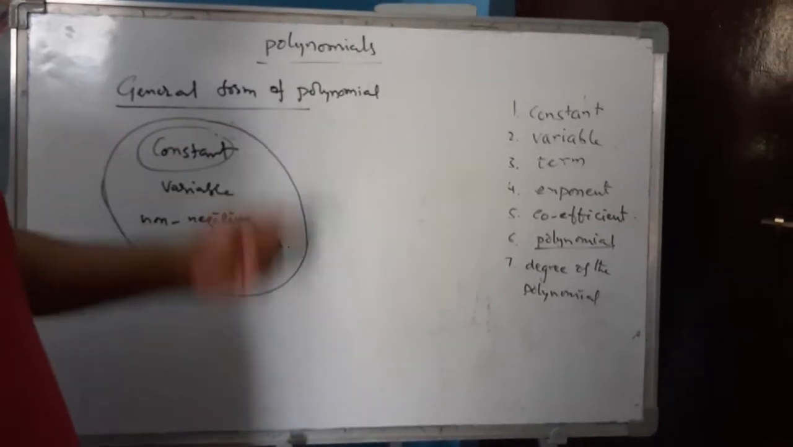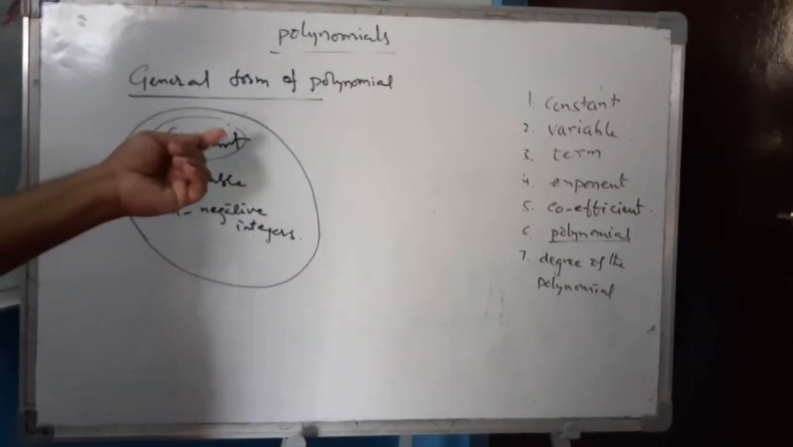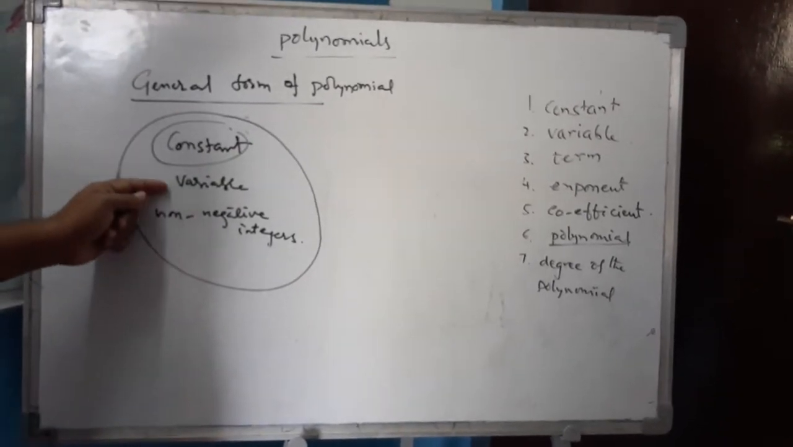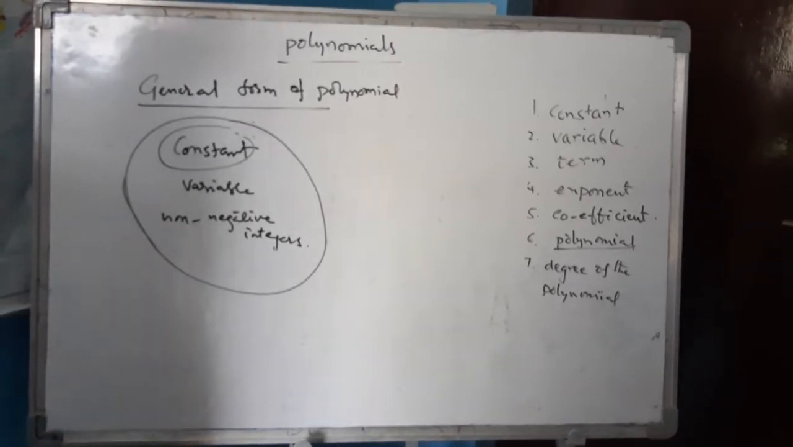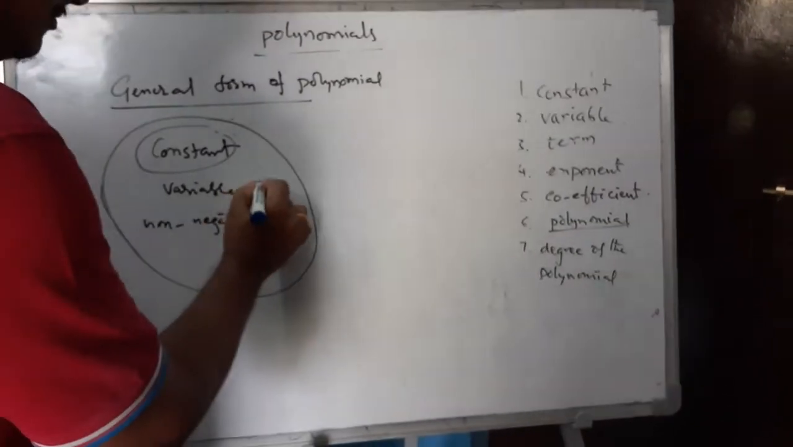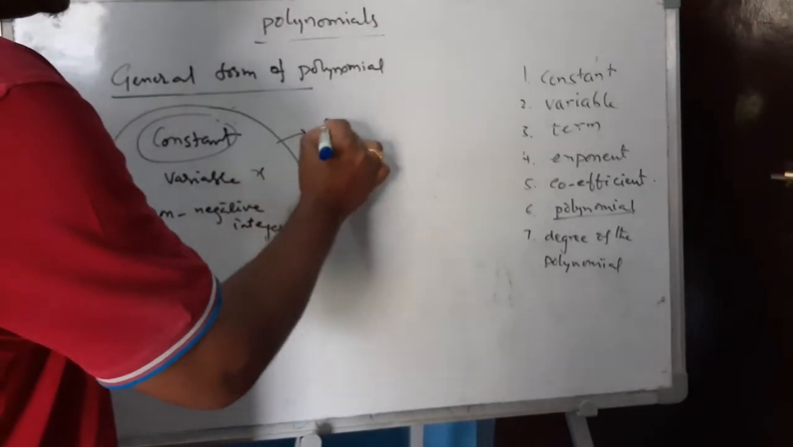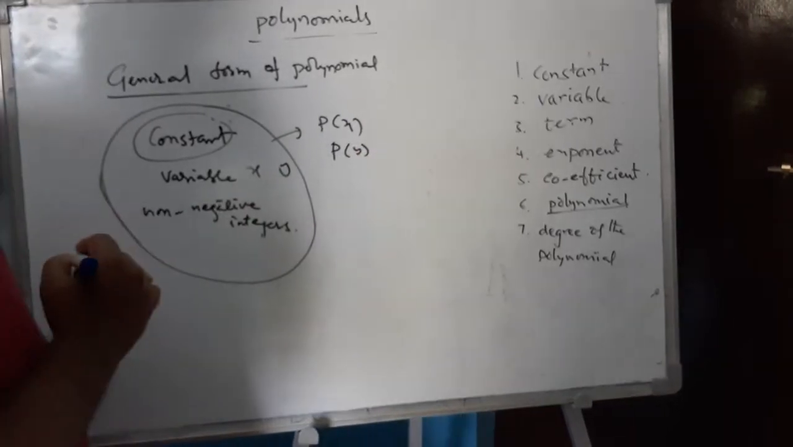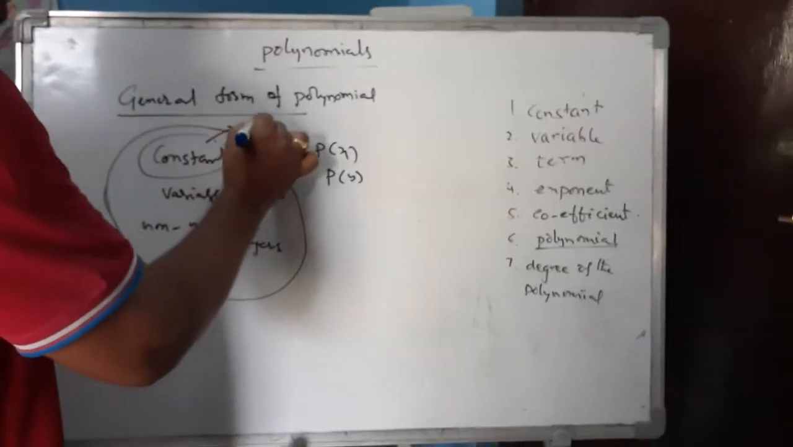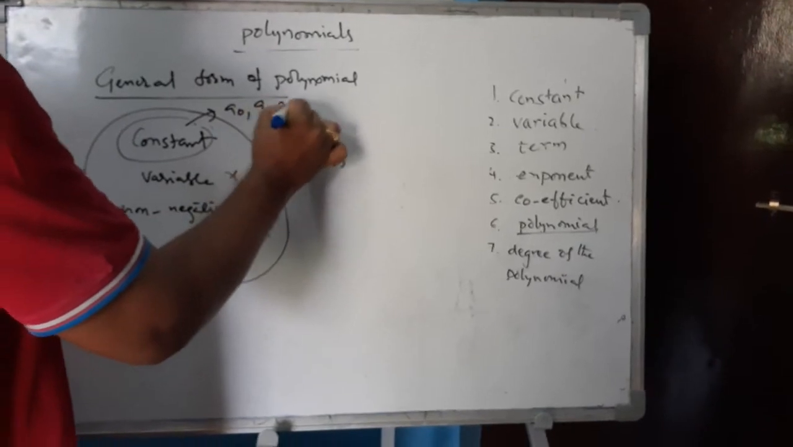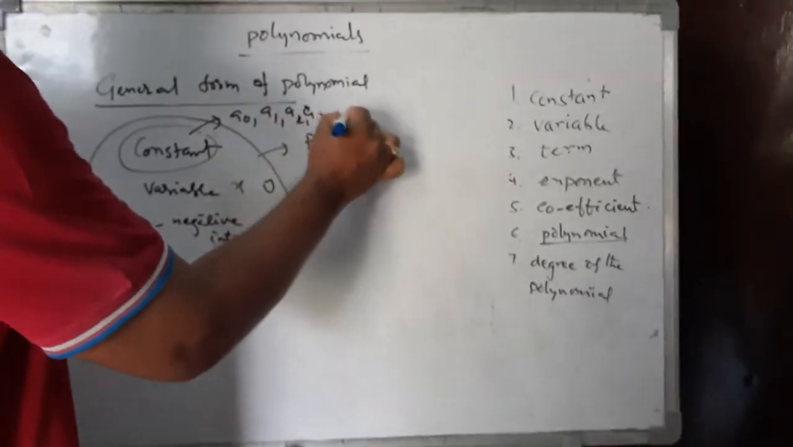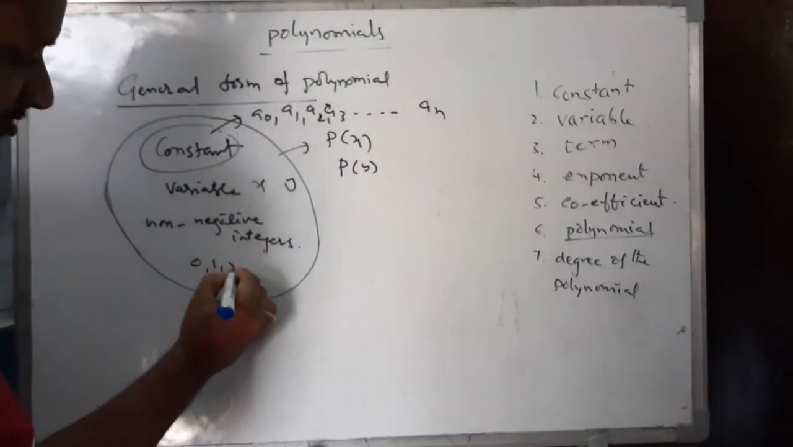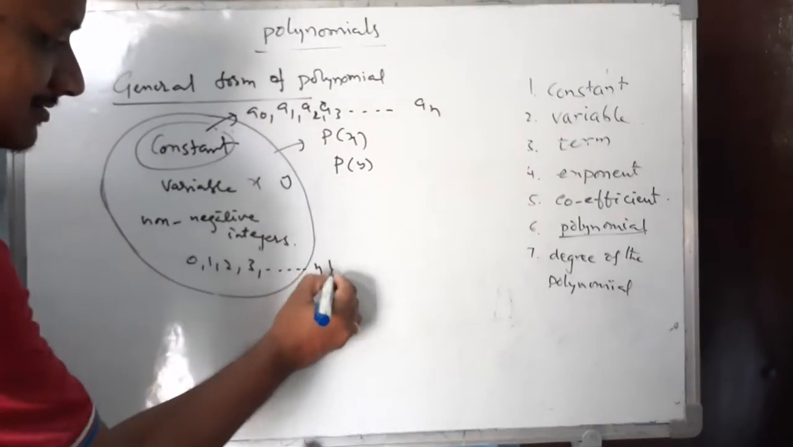Next, the general form of the polynomial. The general form of the polynomial is the combination of the constant, variable and non-negative integer. If the variable is x, the polynomial is denoted by p of x. If the variable is y, the polynomial is denoted by p of y. The constants are a0, a1, a2, a3, and so on, an. And the non-negative integers are 0, 1, 2, 3, 4, up to n.